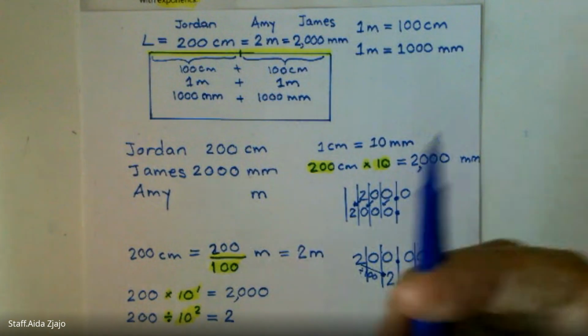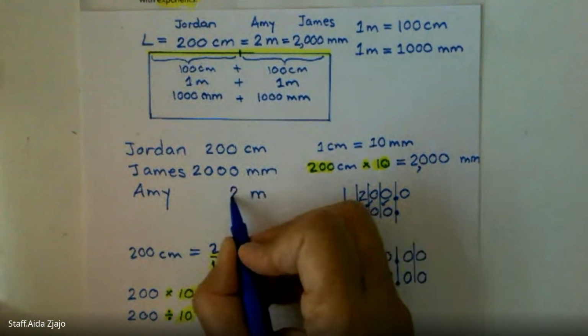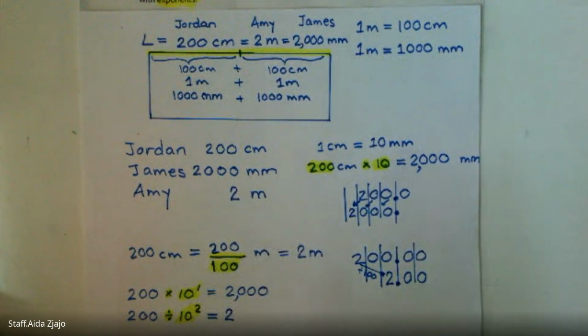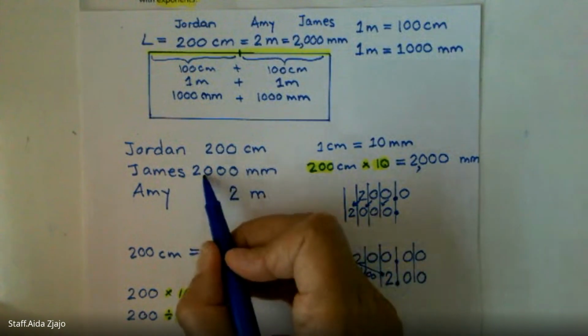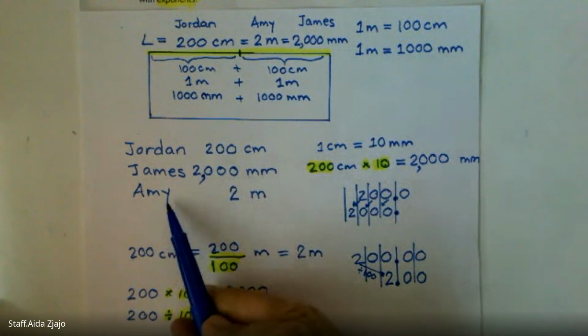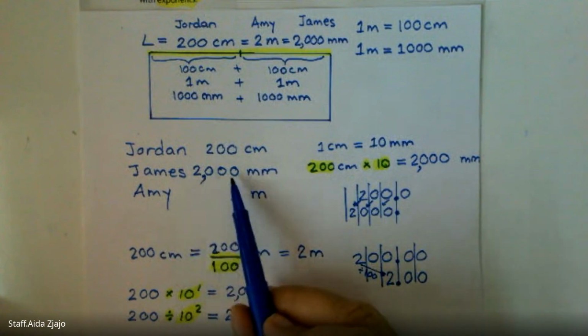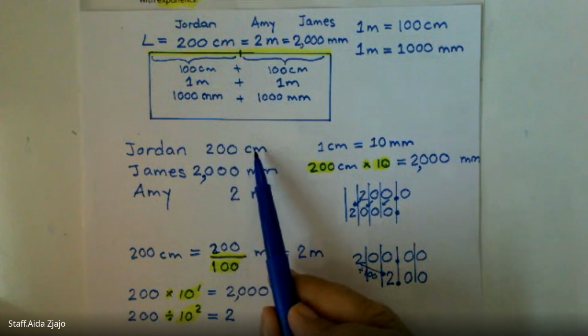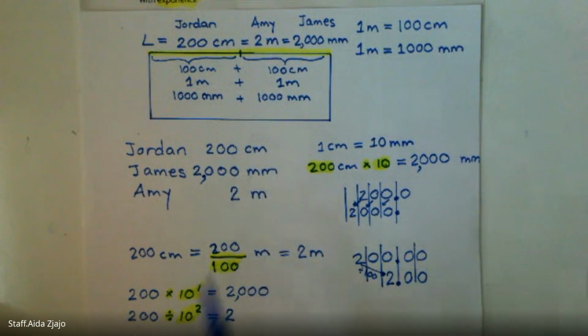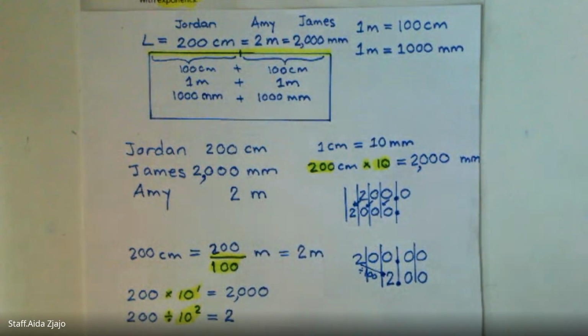Oh, I forgot to do that. Sorry. That's what it means: 200 centimeters, same as 2,000 millimeters. Perfection. And then Amy is 2,000 millimeters, the same as 2 meters. Or 200 centimeters, same as 2 meters. Now I forgot to put the answer for Amy.